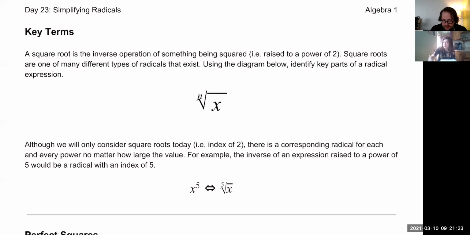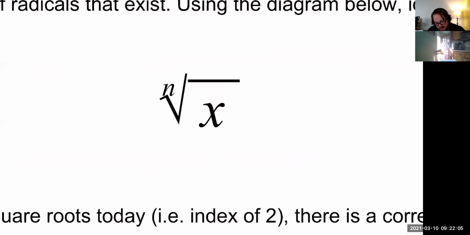So it says here that a square root is the inverse operation of something that's being squared, that is raised to a power of 2. Square roots are one of the many different types of radicals that exist, and I'll show you a couple other ones here. And we're going to use this diagram here to identify the parts by name. Now, we've kind of already talked about the fact that they are inverse operations. Every operation has an inverse, just like addition has subtraction, multiplication has division, squaring something and square rooting something are considered opposites as well. So in this little diagram here, we have some pieces.